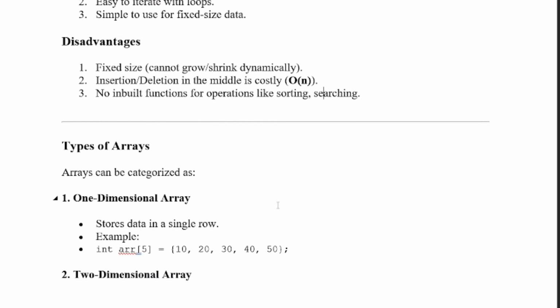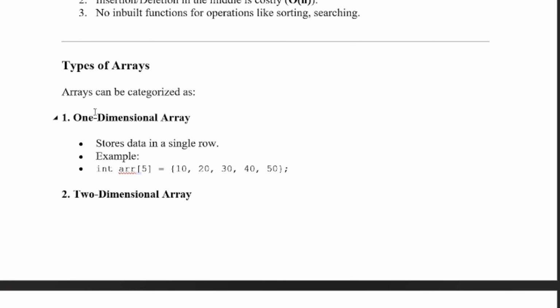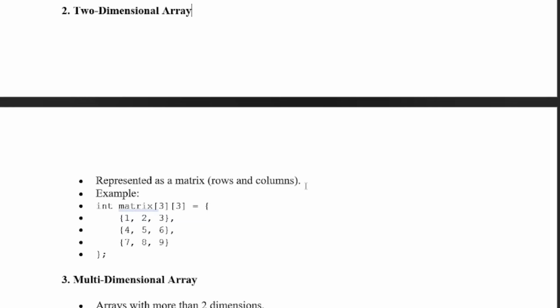Now coming to the types of array. The first one is one dimensional array, or you can say 1D array, and the second is two dimensional array, or you can say 2D array. One dimensional array means it stores data in a single row. So you can see this is a single row. And coming to the two dimensional array, it is represented as a matrix in the form of rows and columns. You can see the example.